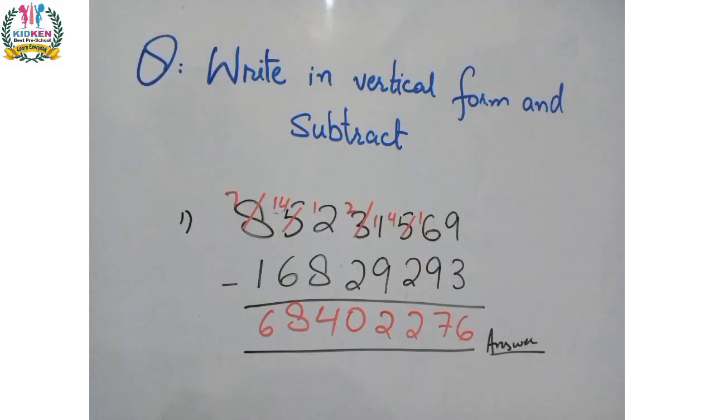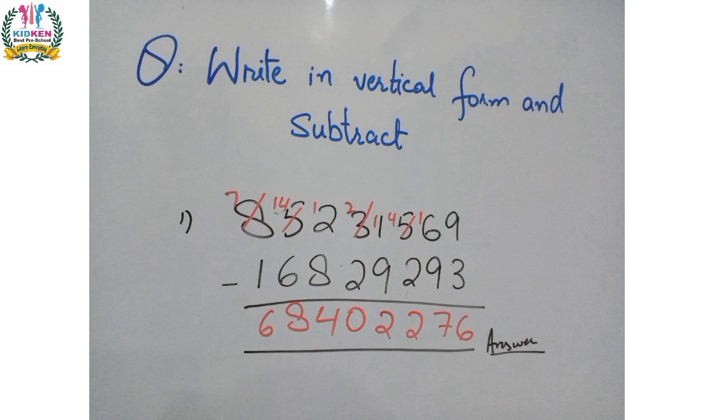Next question is write in vertical form and subtract. So simply you can write this question in vertical form then subtract both values. So we have question A: 5231569 minus 168299293. So we can start subtracting this.